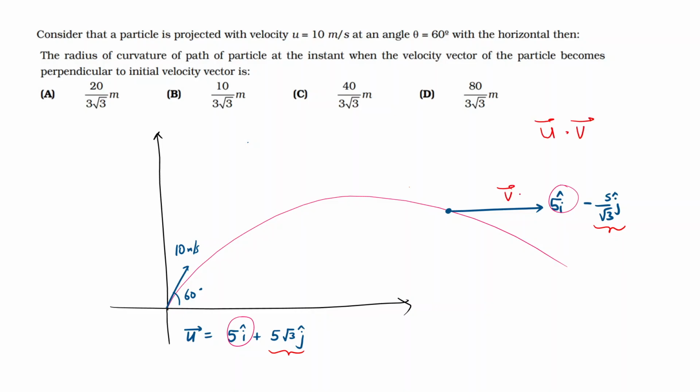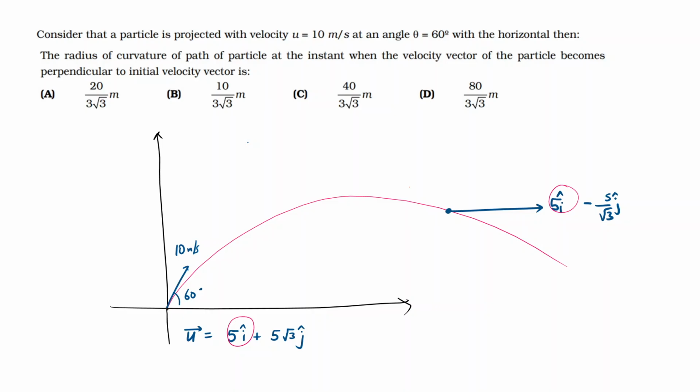So this is your v, right? So you can very simply say that this is minus 5 by root 3, because these i cap components are already giving you 25, so you need minus 25 from the j cap component, and that way you can very simply figure out the velocity when it is perpendicular to the initial velocity. So one thing has been sorted.